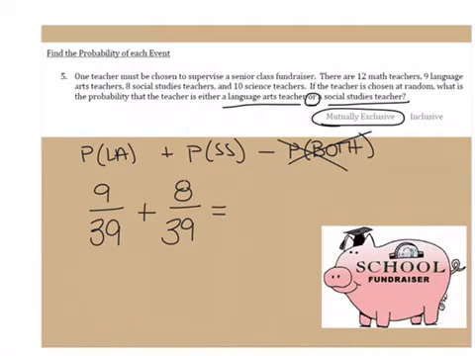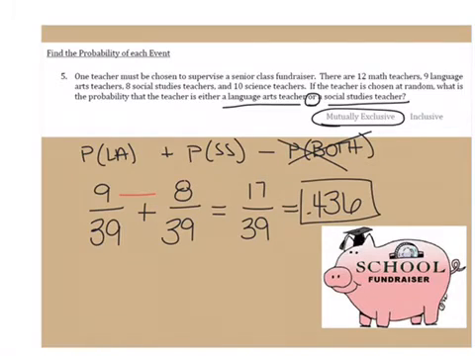Now, when you are doing this, you're going to add the top. So I'm going to do 9 plus 8. Well, I'm going to get 17. And your denominator stays the same, so you'd get 39. If I put this in my calculator, 17 divided by 39, I end up getting 0.436. Remember, we want to round to that third decimal, or that third spot.